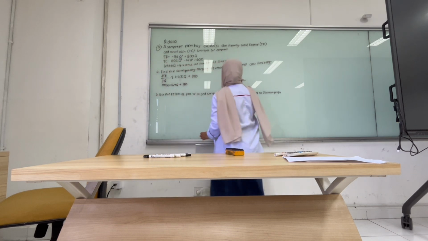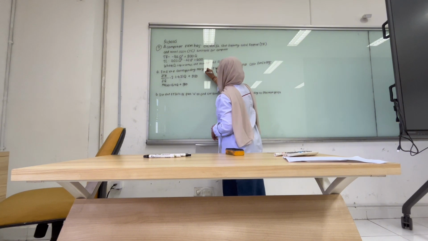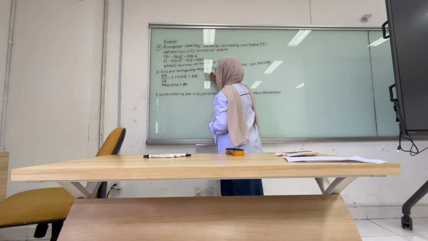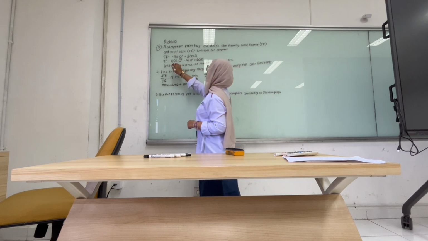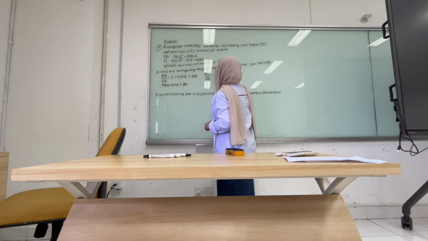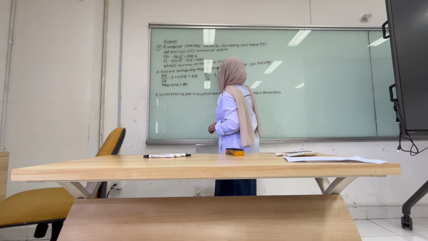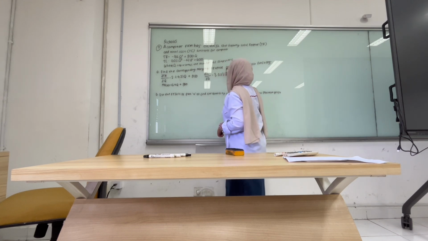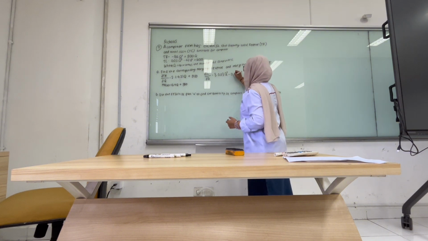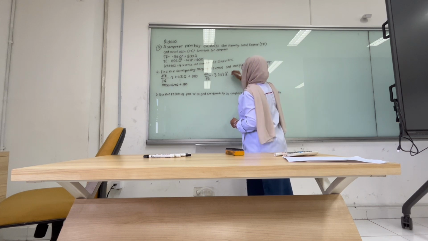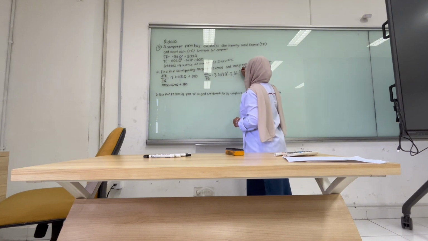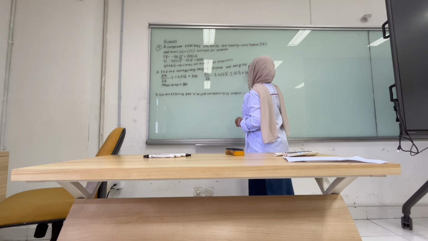Now the next one is we need to find the marginal cost. The same thing as before, the derivative of total cost with respect to Q. In here, it's 3 times 0.03 Q squared minus 2 times 0.2 Q plus 6,000.